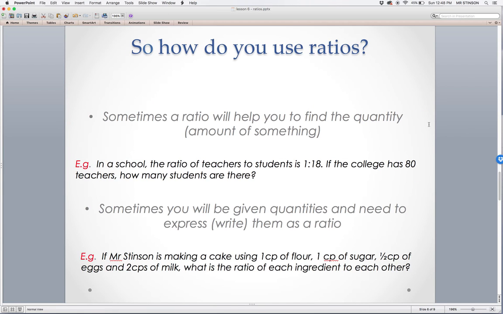So how do you use ratios and why do we use ratios? Sometimes a ratio will help us to find the quantity or the amount of something. For example, in a school, the ratio of teachers to students is 1 teacher to 18 students. If the college has 80 teachers, how many students are there? Secondly, sometimes you'll be given quantities and need to express or write them as a ratio. For example, if Mr. Stinson is making a cake using 1 cup of flour, 1 cup of sugar, half a cup of eggs, and 2 cups of milk, what is the ratio of each ingredient to each other?